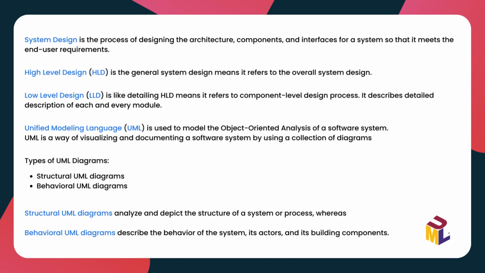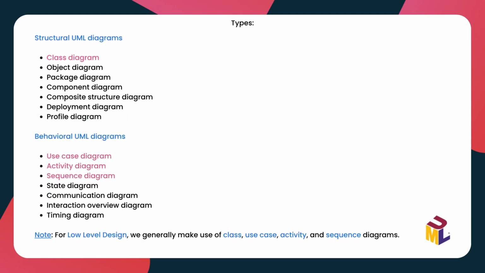Structural UML diagrams analyze and depict the structure of a system or process, whereas behavioral UML diagrams describe the behavior of the system. Class diagram comes under structural UML diagrams, and use case, activity, and sequence diagrams come under behavioral UML diagrams. We are going to study them mainly.